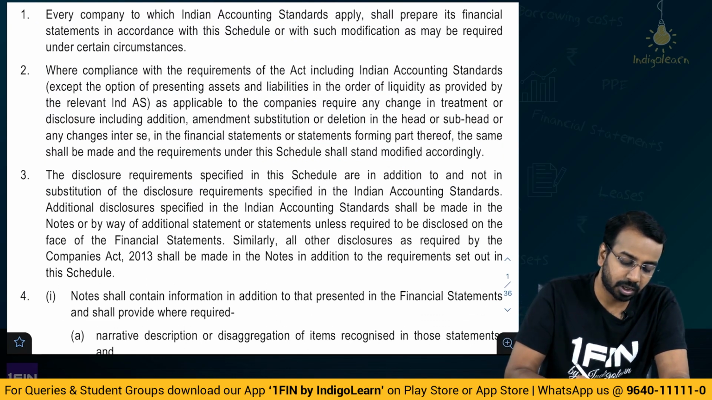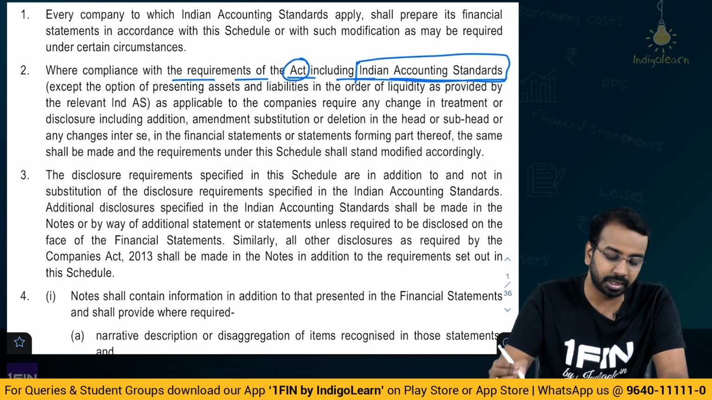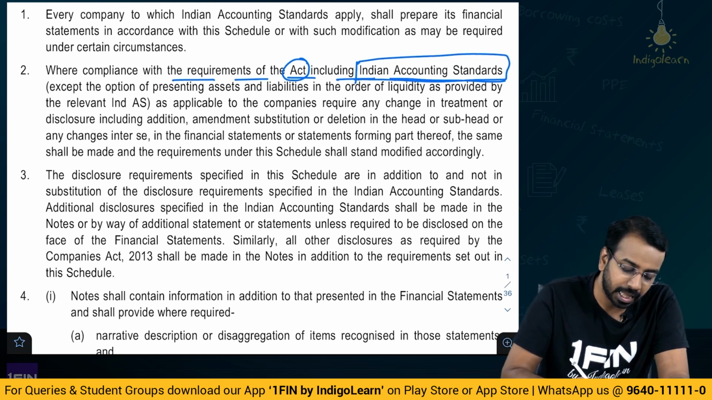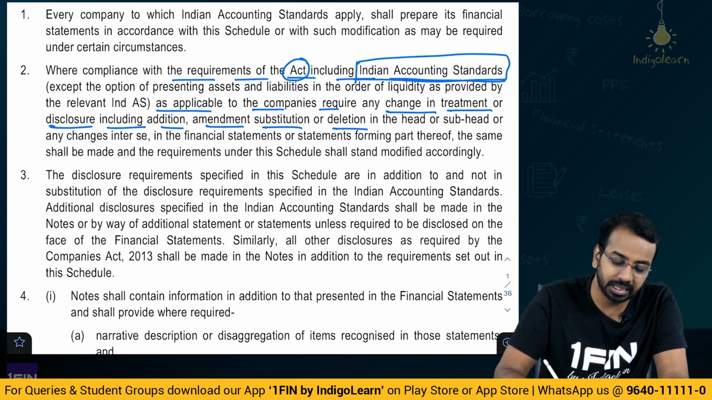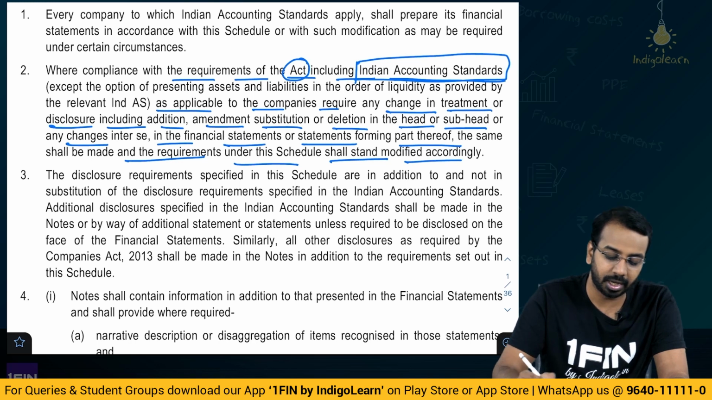One is, if the compliance with the requirements of the Act including Ind AS, so what they are saying, while complying with the Act including the Indian accounting standards as applicable to the companies require any change in treatment or disclosure including additions, amendment, substitution or deletion in the head or subhead or any changes in the financial statements or statements forming part thereof, the same shall be made and the requirement under this schedule shall stand modified accordingly.